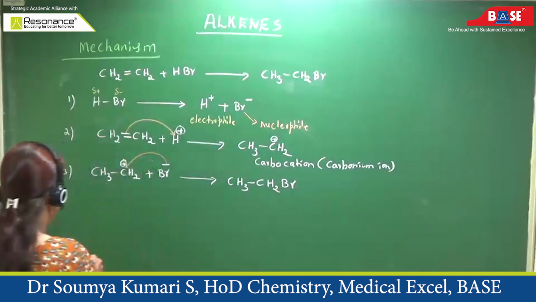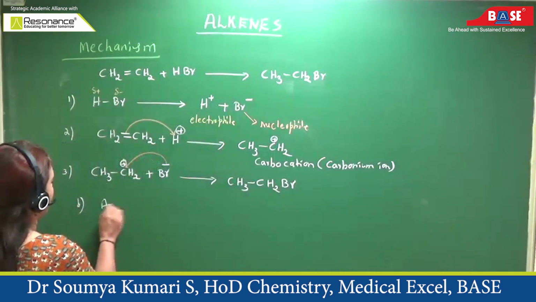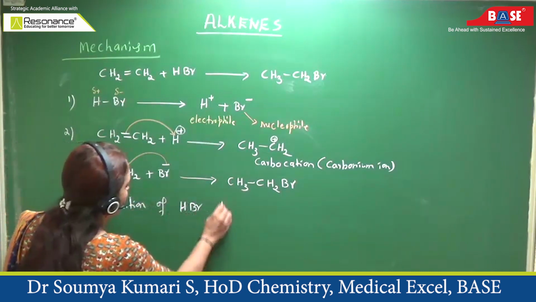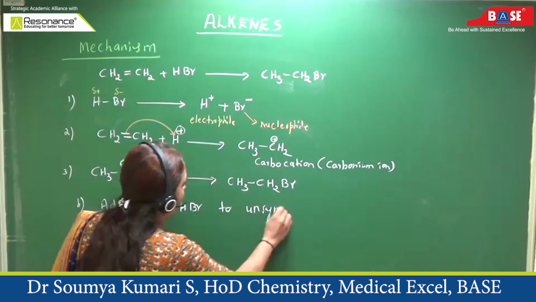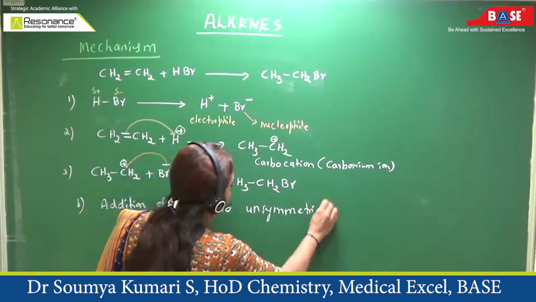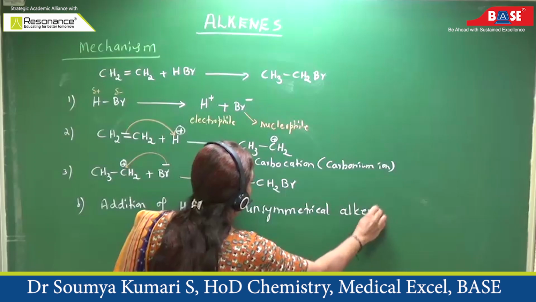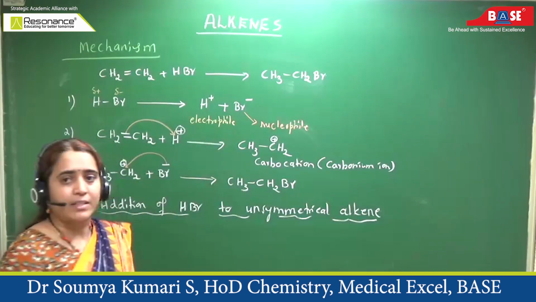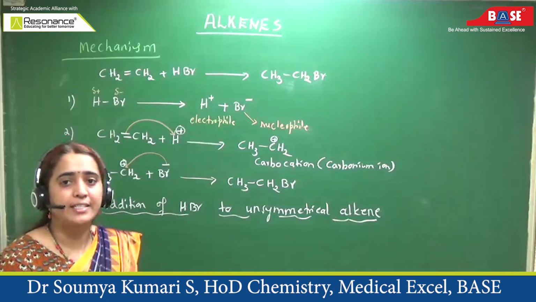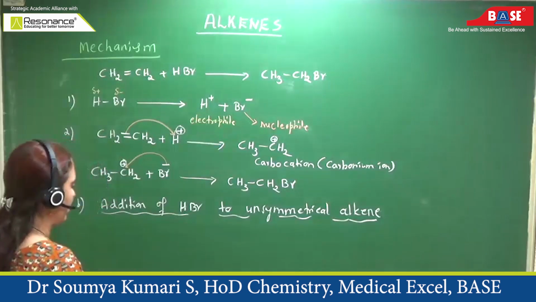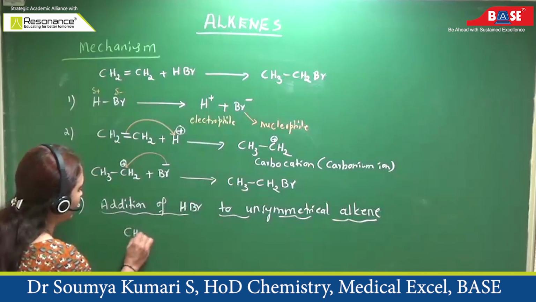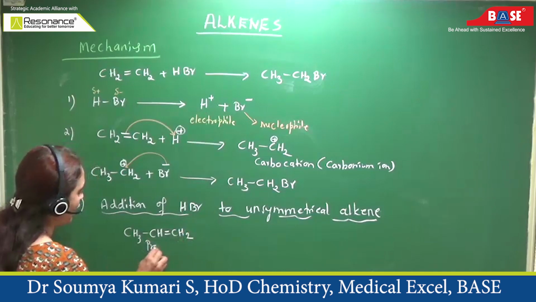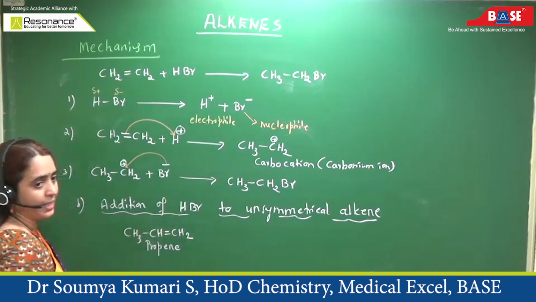Now let us take the next example: addition of HBr to unsymmetrical alkene. What is the meaning of unsymmetrical alkene? There won't be similar groups on either side of the doubly bonded carbon. The simplest one we have here is propene, CH double bond CH2. This is called propene, the second member of alkene.